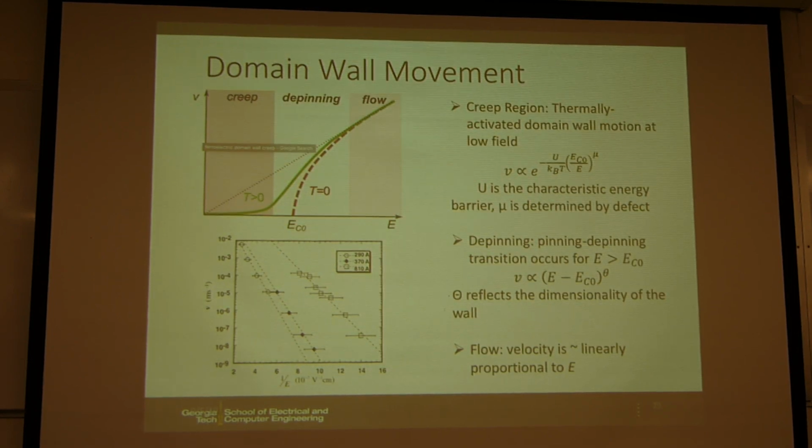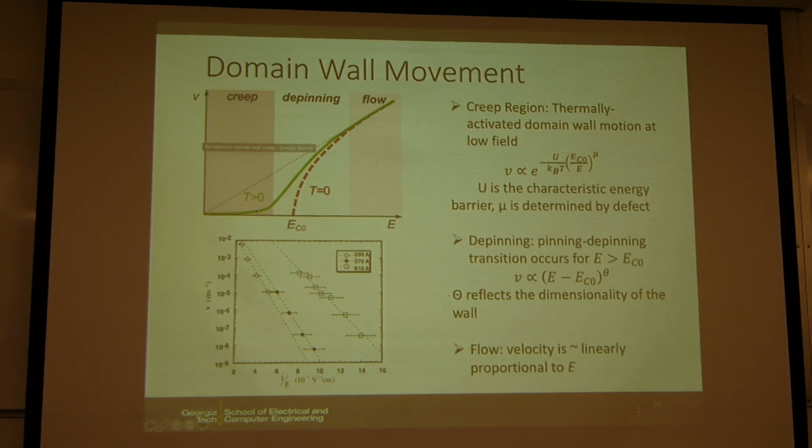Now I'll talk about the domain wall movement. At T equals 0, there's a clear definition of the critical field EC0, where the domain wall movement will start. For electric field greater than this EC0, the pinning and depinning transition occurs, and the velocity is described by this equation here. If E is much larger than EC0, you are in the flow region. In this region, the velocity is proportional to the electric field.